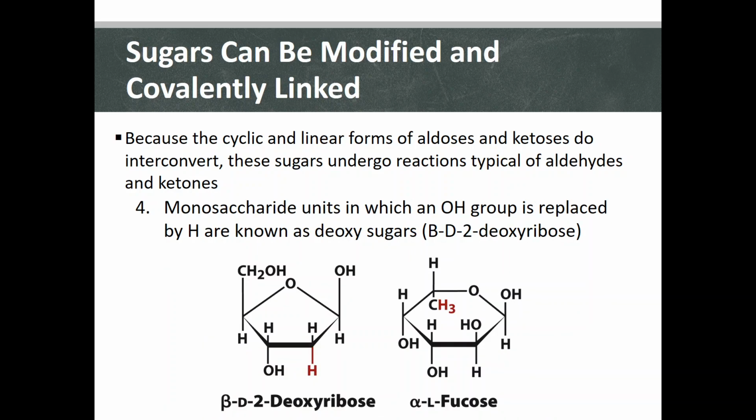Other modifications include substitution of OH groups. So a very common example that you will see in the next chapter is substitution of an OH group with a hydrogen. So generally, these are referred to as deoxy sugars. So here you are looking at the example of beta D 2-deoxyribose, where normally you would have an OH group right here, but it has been substituted with a hydrogen. So here, these deoxy sugars represent the basis for many nucleotide structures that we'll talk about in the next chapter.